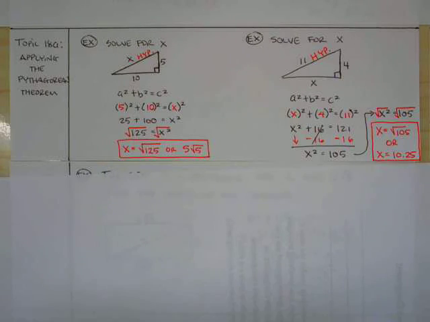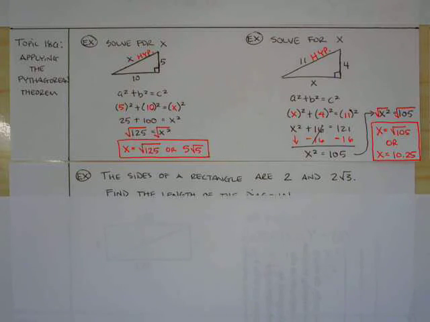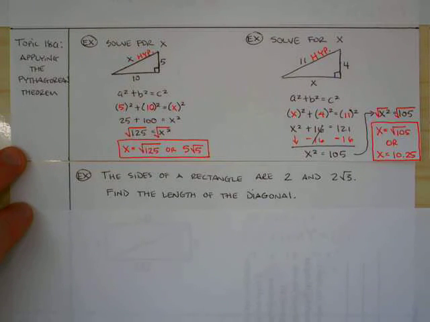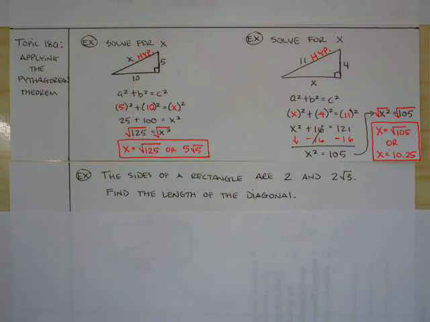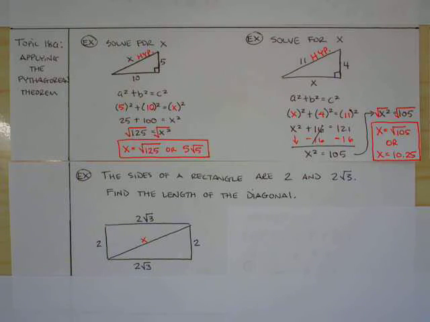And finally, there is one more application of the Pythagorean theorem that we are going to look at here, where they give us the sides of a rectangle are 2 and 2 times the square root of 3, and they ask us to find the length of the diagonal. So what I have done here is I have drawn a picture of this rectangle so that we can see what it looks like. So we've got our side lengths of 2 and 2 times the square root of 3, and they are asking us here to figure out what the length of our diagonal is.